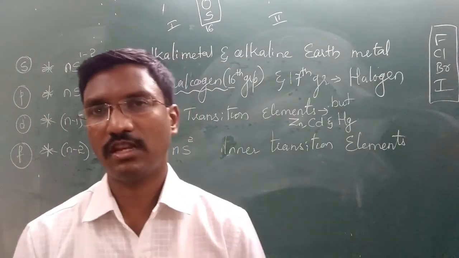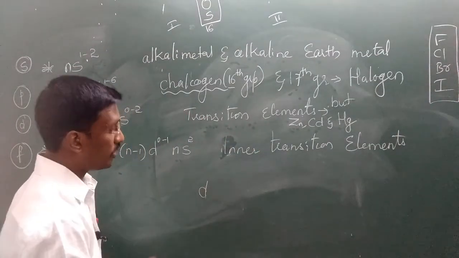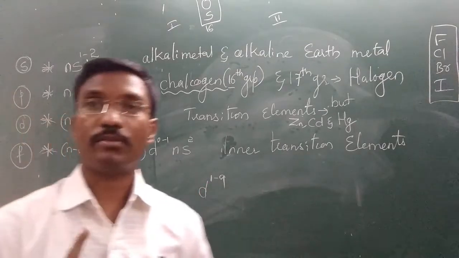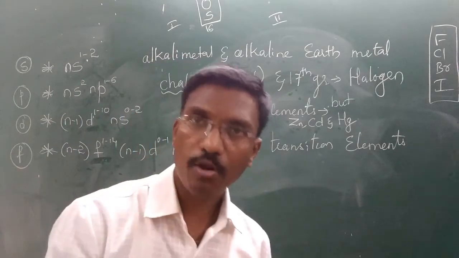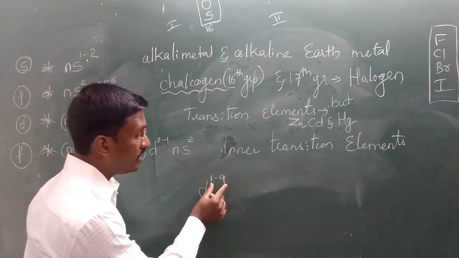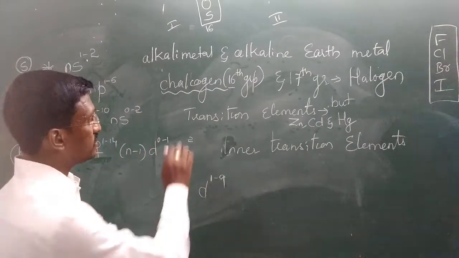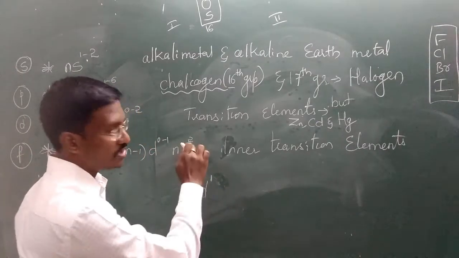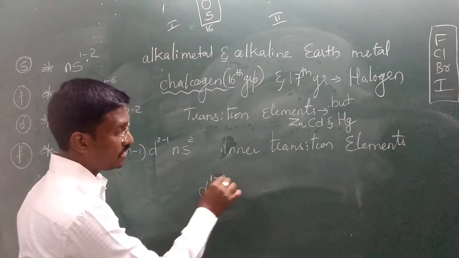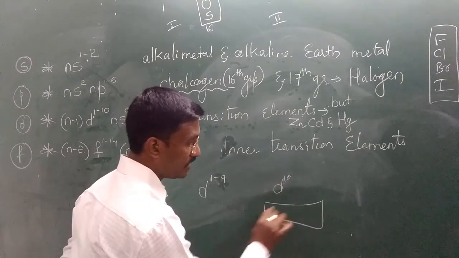So what is a transition element? Transition elements are the elements which should have a partially filled D orbital in their electronic configuration. The elements belong to the D block, but transition elements should have electrons partially filled in the D orbital. D1 means the first element in the D block, D2 means second, D3 third, up to D9 it is partially filled. If I say D10, it means the electrons are completely filled in the D orbital.